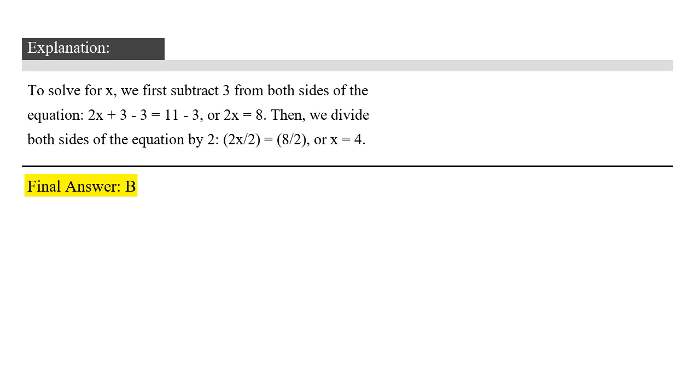To solve for x, we first subtract 3 from both sides of the equation. 2x plus 3 minus 3 is equal to 11 minus 3, or 2x equals 8. Then, we divide both sides of the equation by 2. 2x over 2 equals 8 halves, or x equals 4.